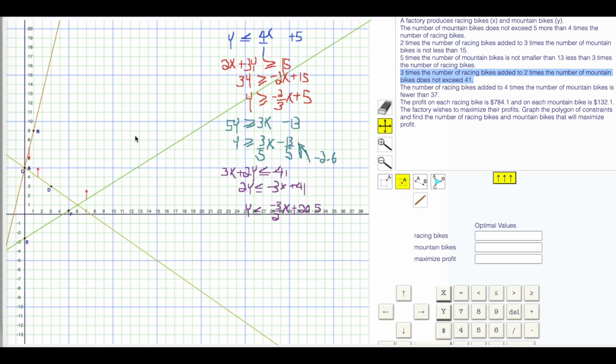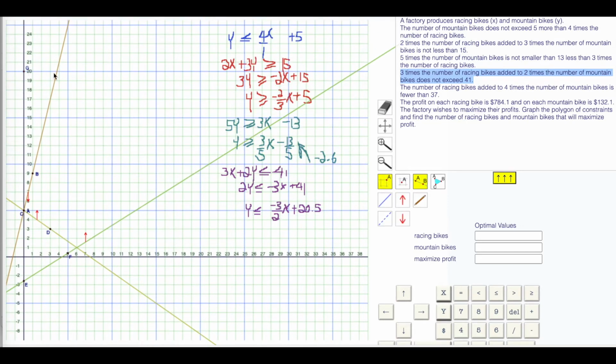Let's go up to the 20.5. I'm going to go to 20. I'm doing that to get my slope perfect. Negative 3 over 2. So I'm going to move over 2 and then down 3. 1, 2, 3, like that. And then I'm going to drag this up to 20.5. You just have to grab the line and eyeball it about there.